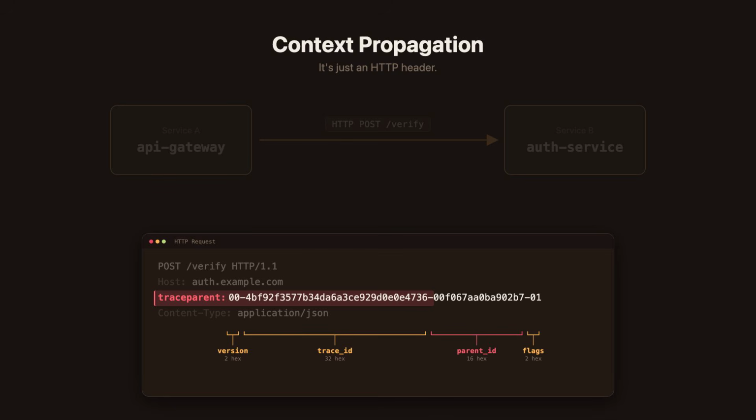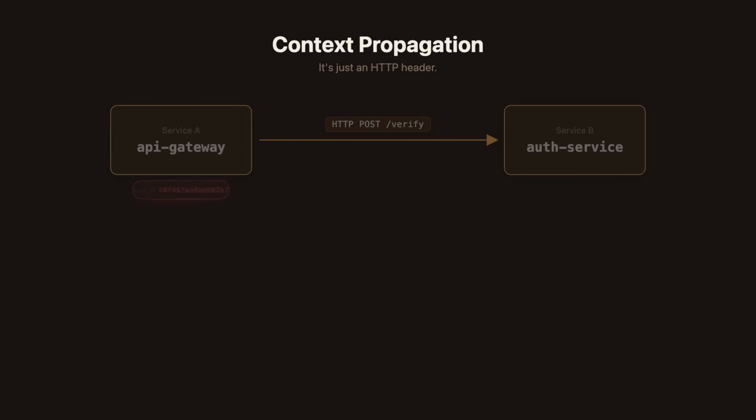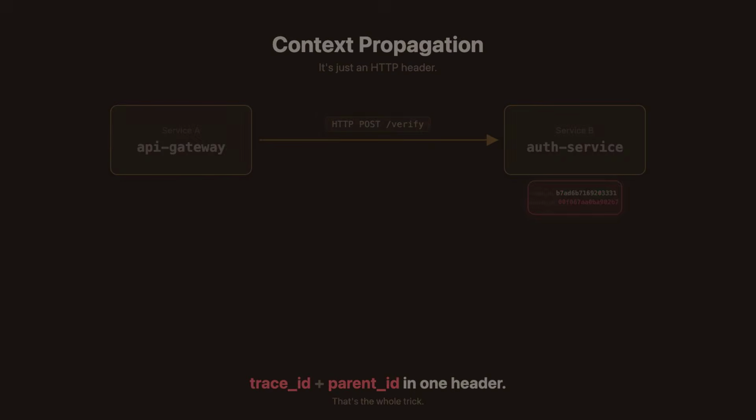Service B's tracing library reads that header on the way in. It extracts the trace ID and uses the parent span ID, as you guessed it, the parent for any new span it creates. That's the entire trick. Trace ID travels in a header. Parent pointer travels in a header. No special database, no message bus, no coordination service. Just 3 extra lines in an HTTP request that every service agrees to read and write.